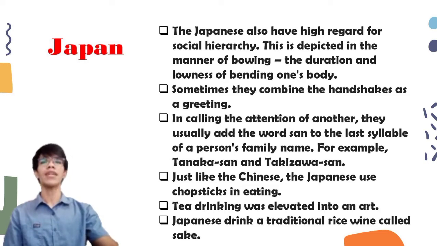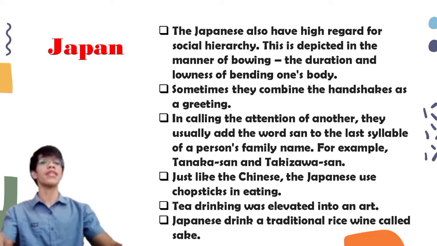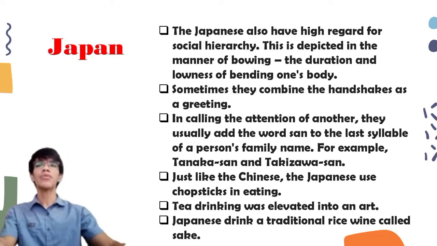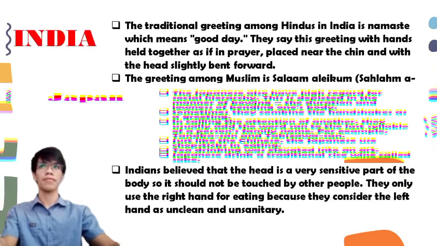Just like the Chinese, the Japanese use chopsticks in eating. However, Japanese chopsticks are shorter, more pointed, and made of ivory and lacquered wood. They also eat their soup and noodles with a slurping sound. Tea drinking was elevated into an art. Japanese drink a traditional rice wine called sake.